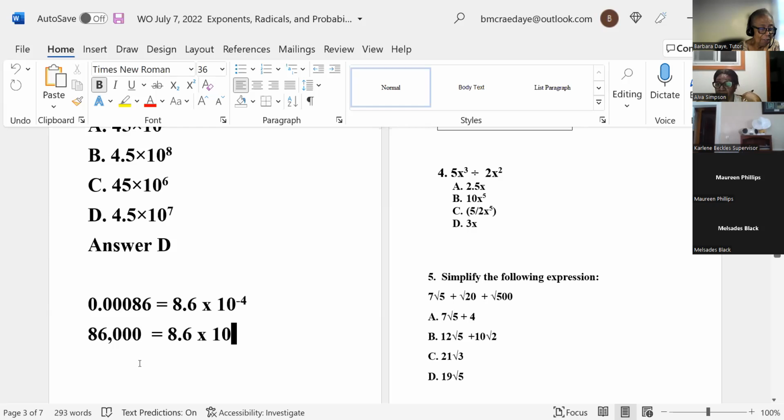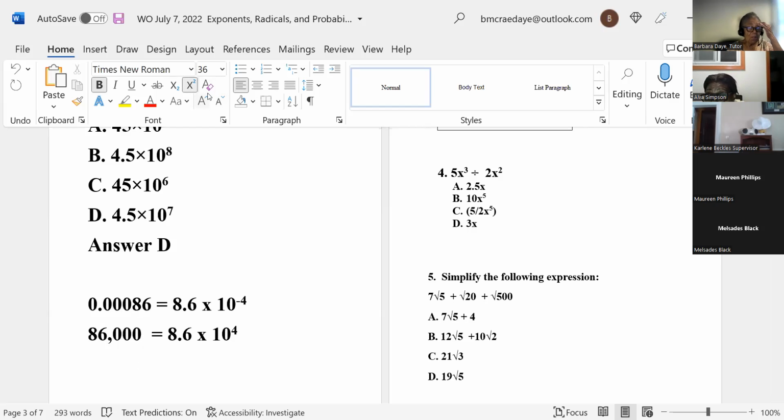You're moving to the left. So it's 4 places, and it is negative. No, positive. Because it's going to the right? No, you're at the right going to the left. Okay. At the right, going to the left, yes. So this would be 10 to the +4.